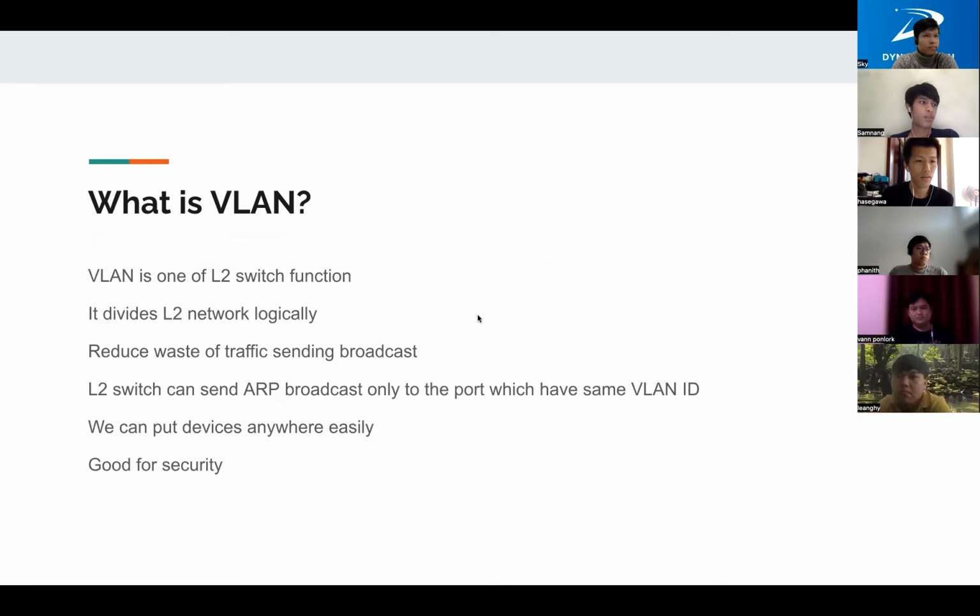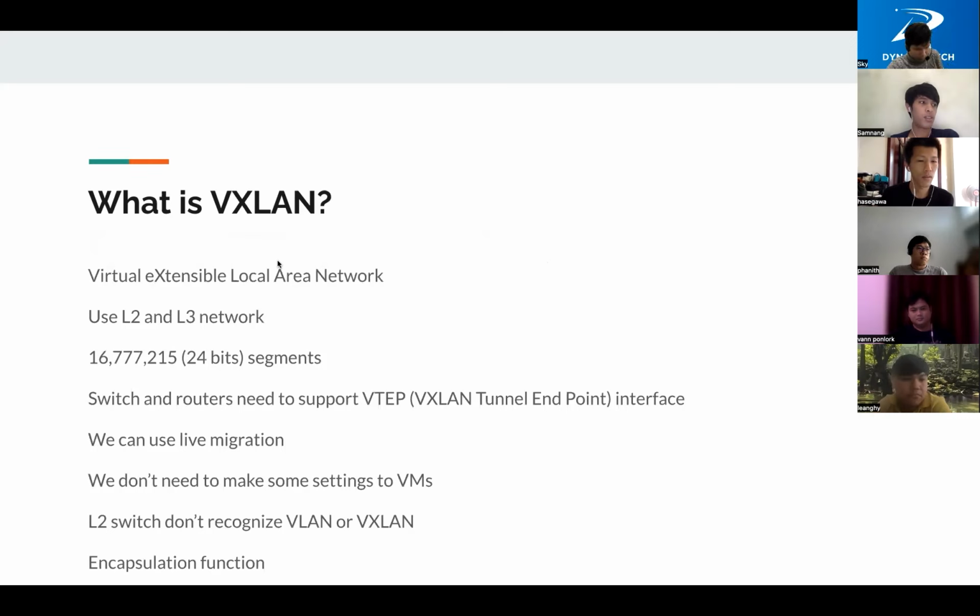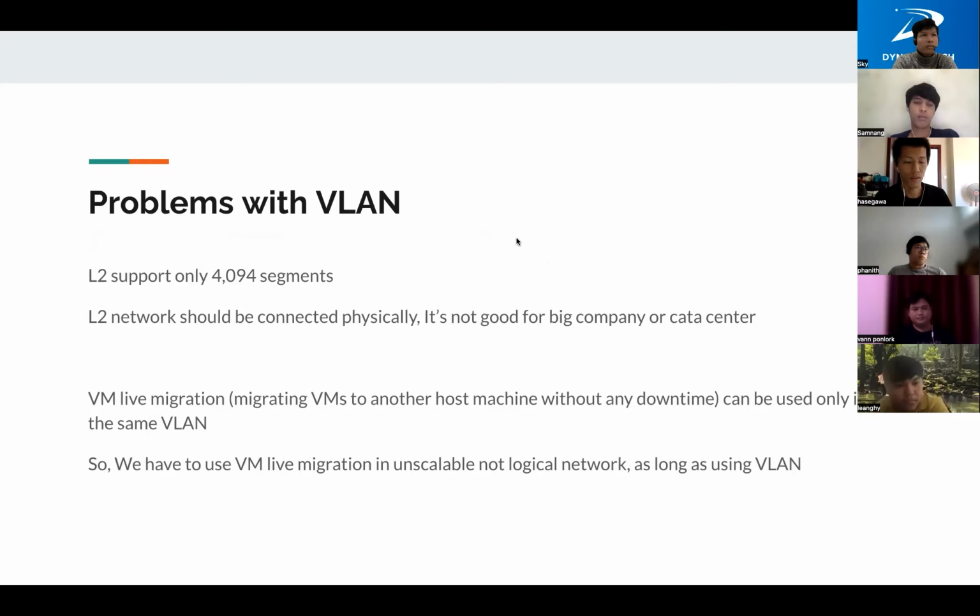Then, the problem. VLAN supports only 4094 segments and should be connected physically by cable or some devices. So it's not good for a very large company or a data center.